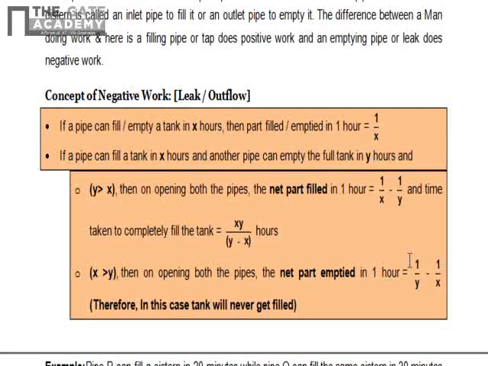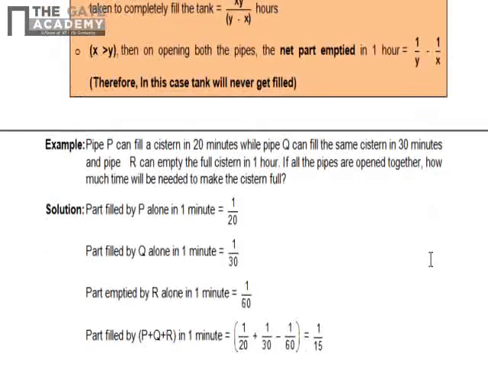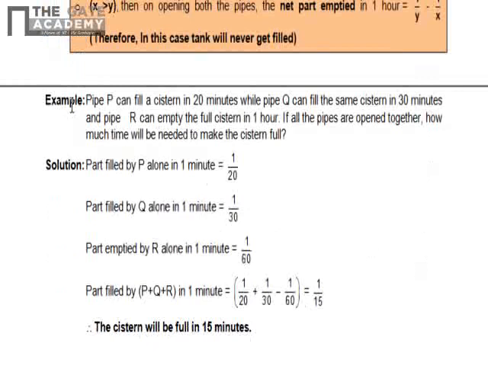1 by y minus 1 by x. Okay, now we'll see some examples. Pipe P can fill a cistern in 20 minutes, while pipe Q can fill the same cistern in 30 minutes, and pipe R can empty the full cistern in 1 hour. If all the pipes are open together, how much time will it take to make the cistern full?